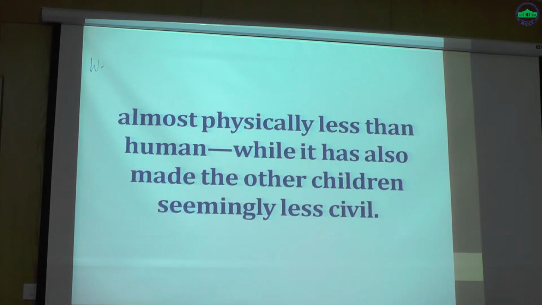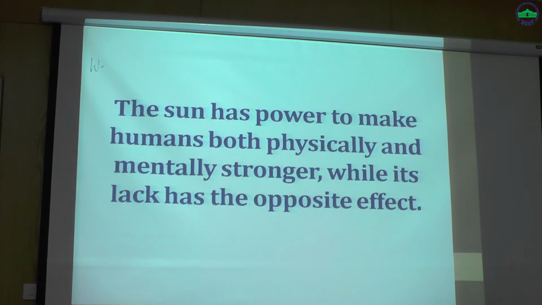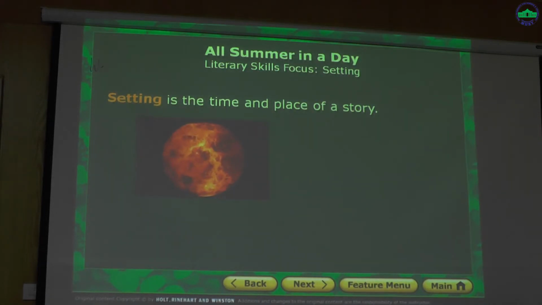This rainy planet, artificial way of life, creates rude, cruel children. The sun has power to make humans both physically and mentally stronger. So setting is what? Time and place.